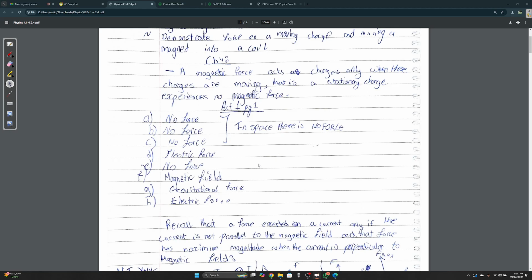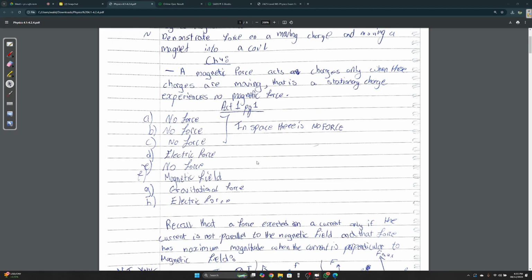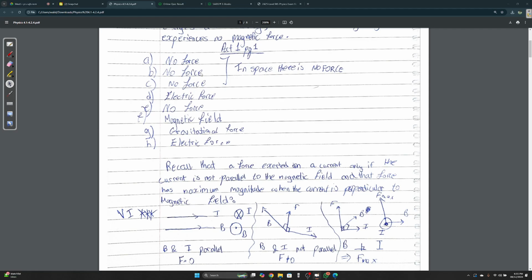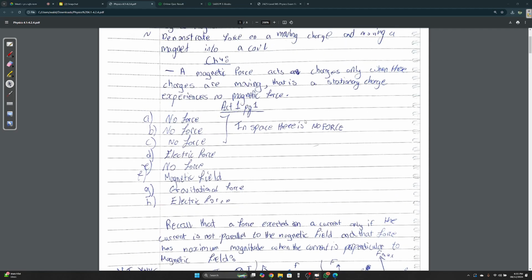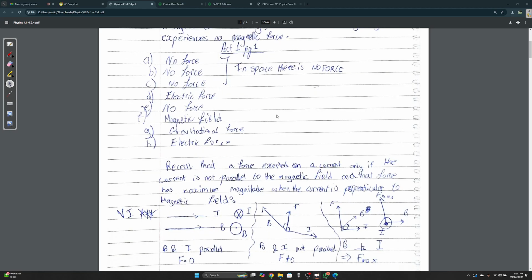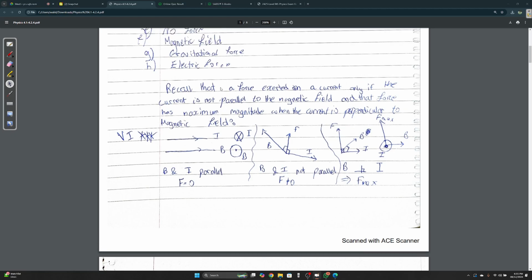But electric force, of course, gravitational force, of course. But other than that, there's nothing, okay? If it's just stationary. If they ask you in space, there's always no force because there's no force in space, okay? They don't really ask these questions, but you need to know this, of course, if you're doing IG physics.